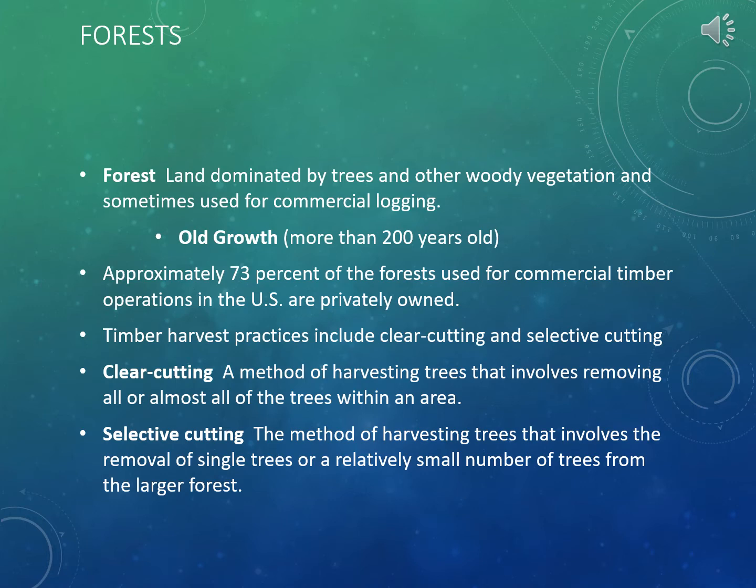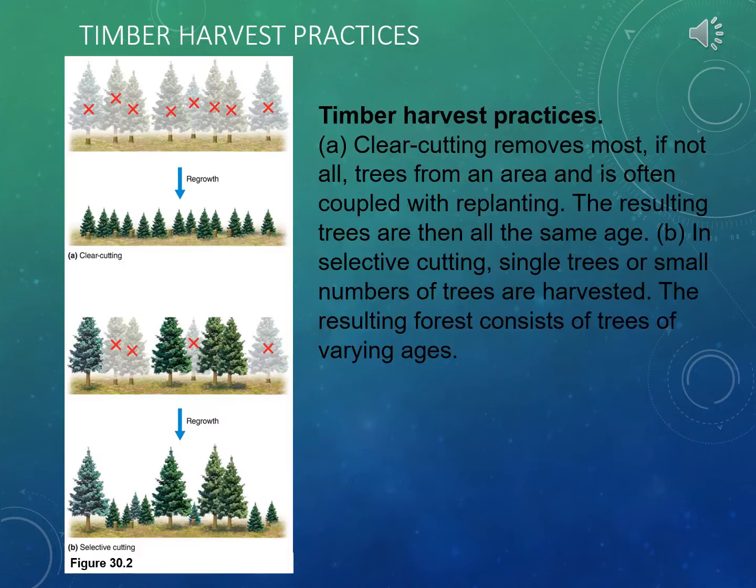Let's take a look at the different types of selective processes. Here are the examples of timber harvesting practices. At the top of this diagram, you will see an example of clear cutting. What happens in clear cutting is we remove the entire stand of trees. Sometimes the stumps are left behind, but the big thing is that the tree itself is removed. It can be replanted and allow for regrowth.